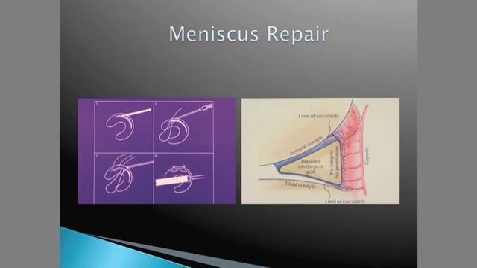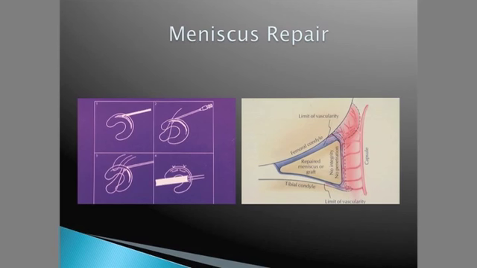Now, if the tear is in the more peripheral aspect of the meniscus, toward an area where there's good blood supply, then they can be repaired. And you can see that the blood supply to the meniscus is all pretty much periphery, all in the capsular area. And so if the tear is isolated to this area, then it can be repaired with sutures.